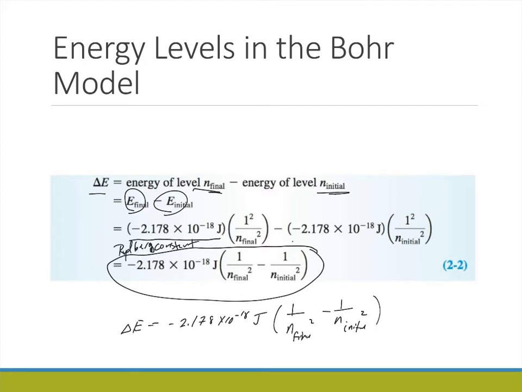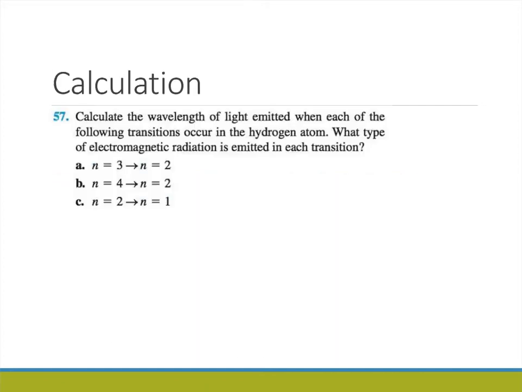Now this is the equation that Bohr used to identify the wavelengths and the corresponding energies produced from the emission of light from the hydrogen atom. So let's use this equation and calculate some of the transitions within a hydrogen atom and talk about what type of wavelength or what type of electromagnetic radiation we're talking about. All right, let's do part A.